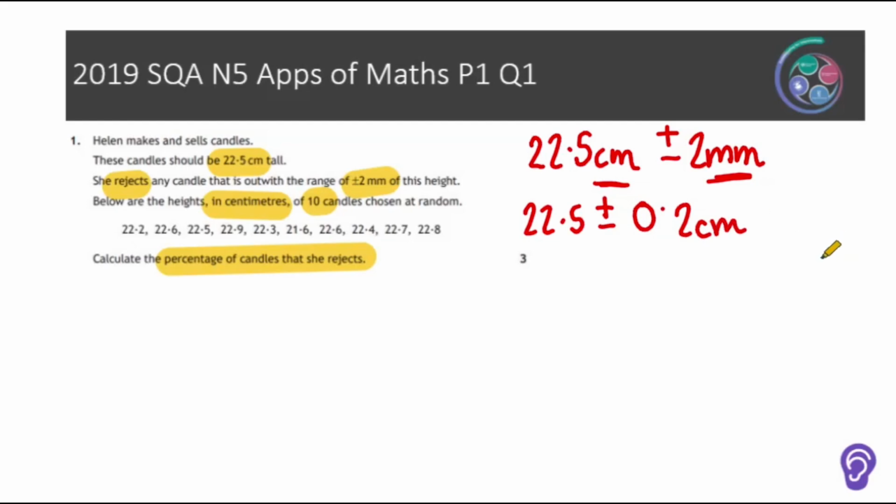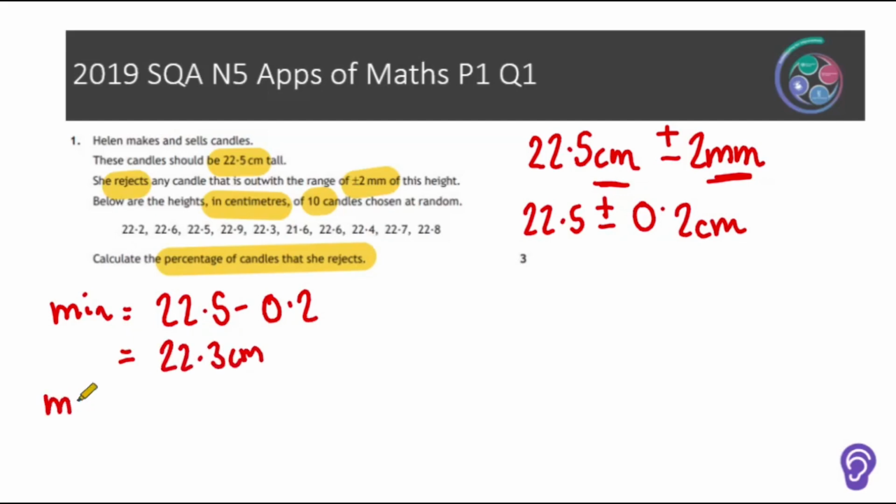Now so far I've not got any marks, but I'm making it very clear to myself what I need to do going forward. So to get my first mark, I'm going to make that statement. My minimum value will be the 22.5, take away the 0.2 centimetres to get 22.3 centimetres, and my maximum is 22.5 plus the 0.2 to get 22.7 centimetres.